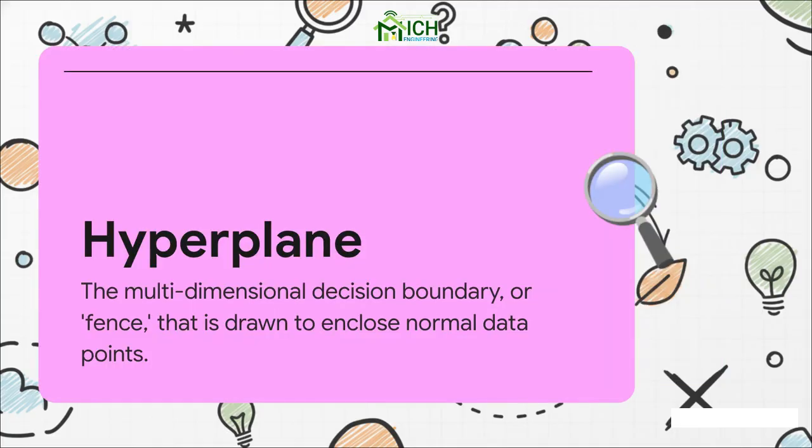Now that boundary, that bouncer's rope, it has a technical name, a hyperplane. In just 2 dimensions, a hyperplane is easy. It's just a line. In 3 dimensions, it's a flat plane. But in the thousands of dimensions you find in modern data, it becomes this incredibly complex, multi-dimensional fence that perfectly wraps around all the normal data.